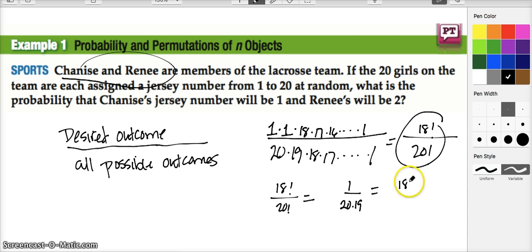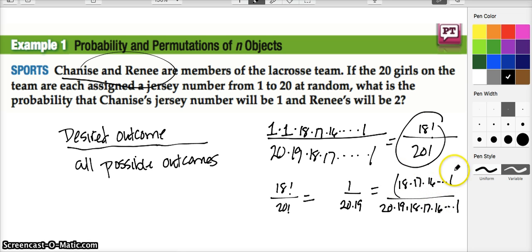Remember, this is the numerator. Before we did this, it was 18 times 17 times 16, and so on, all the way down to 1. And then this denominator is 20 times 19 times 18 times 17 times 16, and so on, all the way down to 1. Technically, because all this stuff is being multiplied, I can cancel these guys out. So I'm left with 1 over 20 times 19.